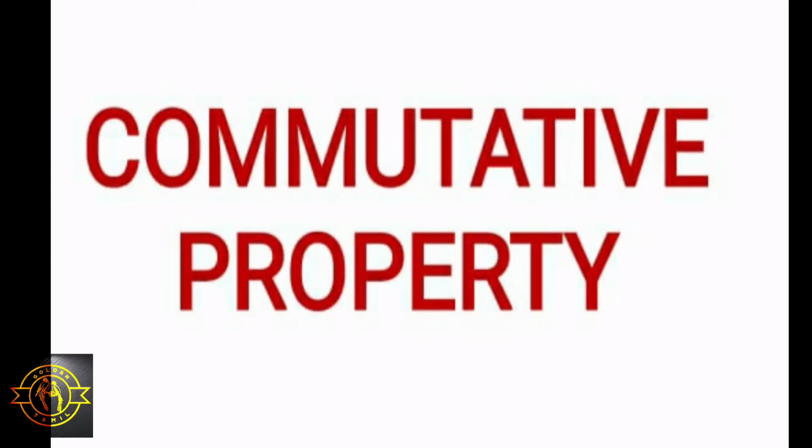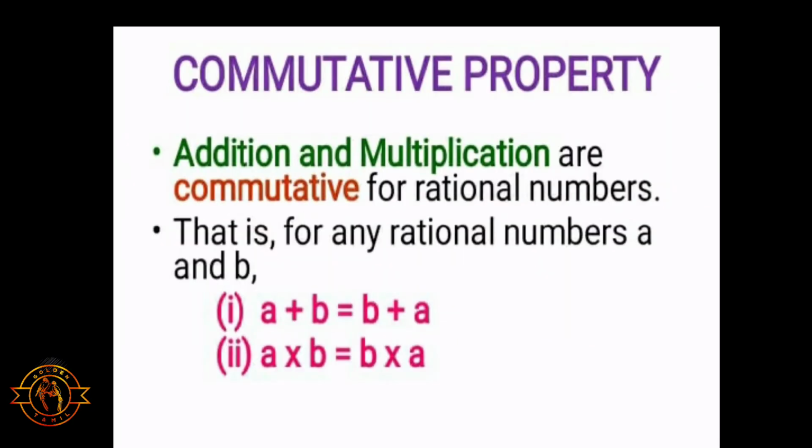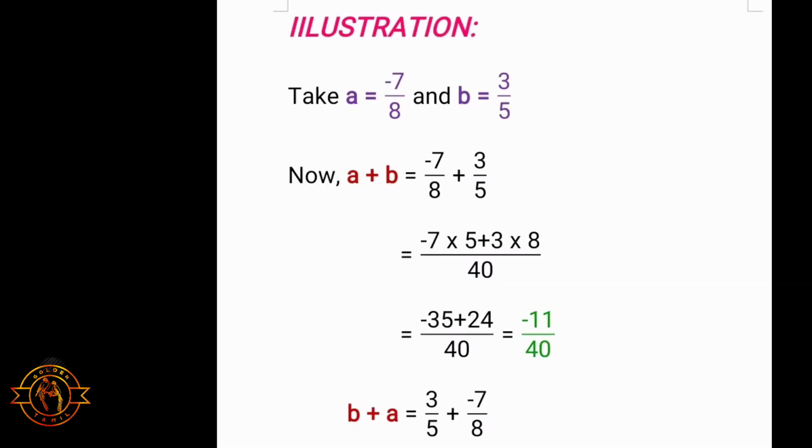Now, we are going to discuss commutative property. Addition and multiplication are commutative for rational numbers. That is, for any rational numbers A and B, A plus B is equal to B plus A, and also A into B is equal to B into A. Let me show an illustration for commutative property. Let us take A is equal to minus 7 by 8 and B is equal to 3 by 5.